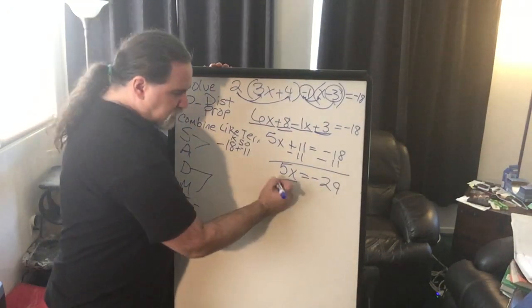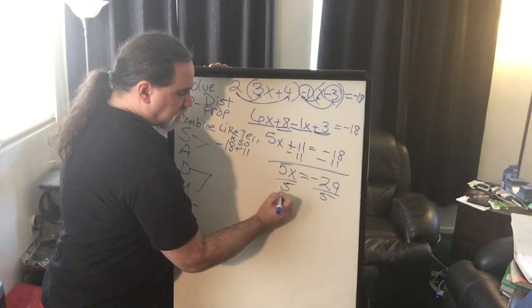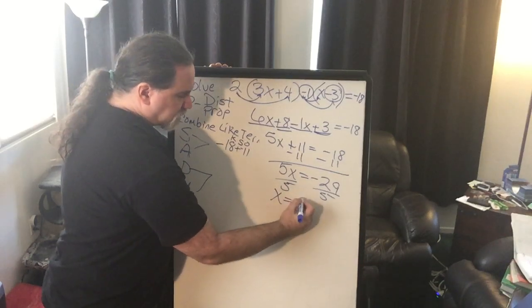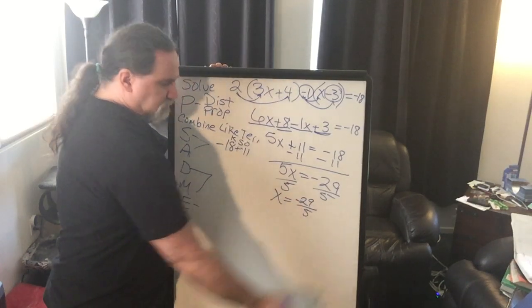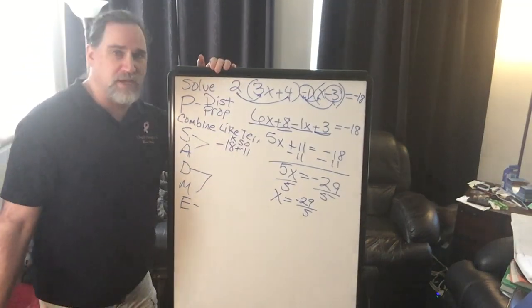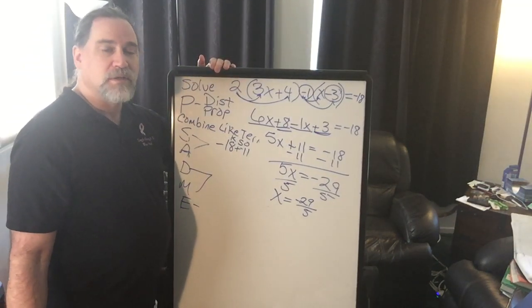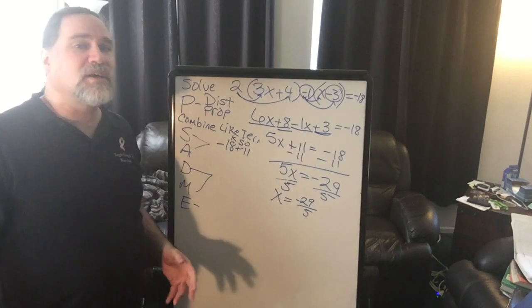Okay, and then the last step, still going to be dividing. I told you you're going to do it 1,000 times. And I don't even want to deal with this long division, so I'm just going to leave it like that. It's negative 29 fifths. Ugh. Okay, but it is what it is. That's the other thing.